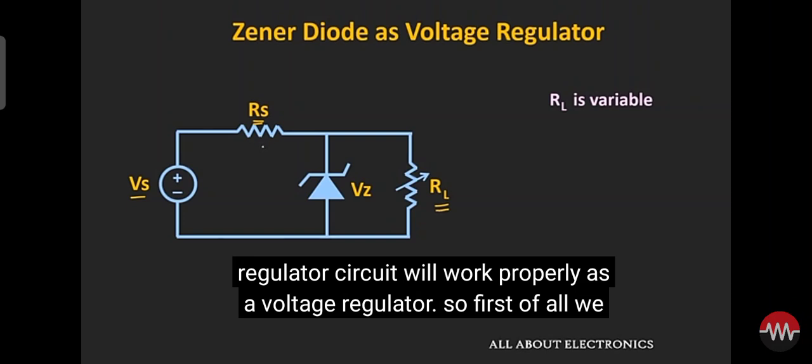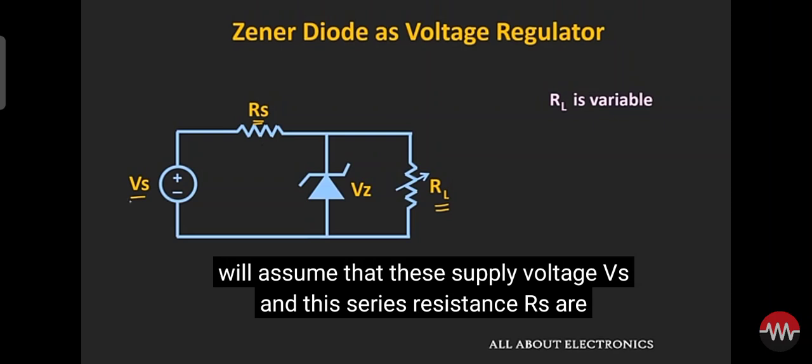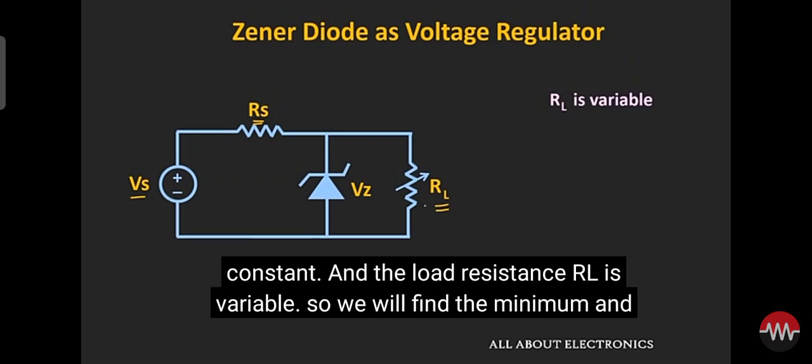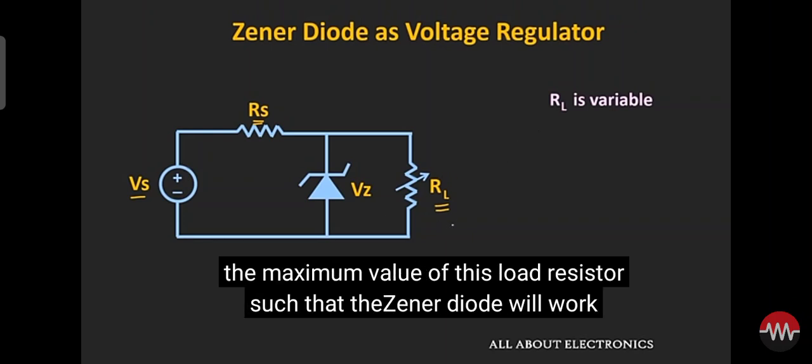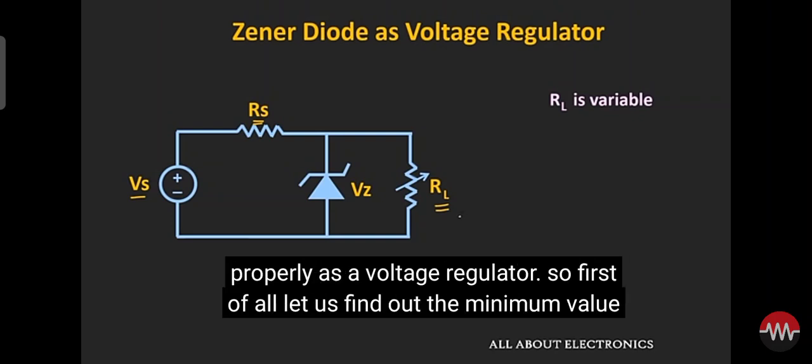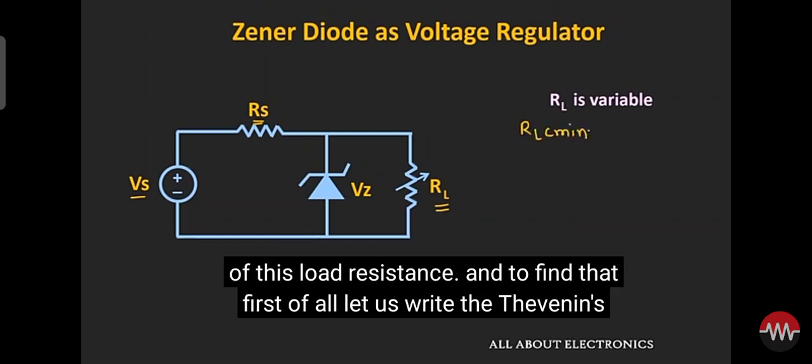So first of all we will assume that this supply voltage VS and this series resistance RS are constant, and the load resistance RL is variable. So we will find the minimum and the maximum value of this load resistor such that the Zener diode will work properly as a voltage regulator. So first of all, let us find out the minimum value of this load resistance.